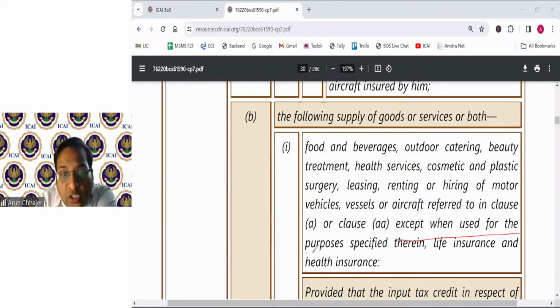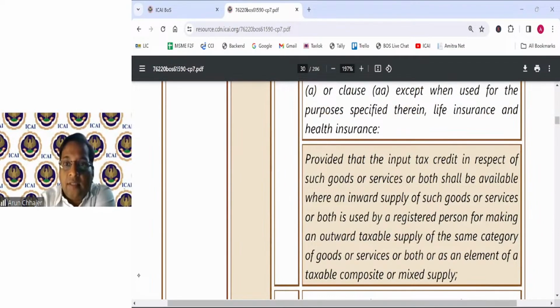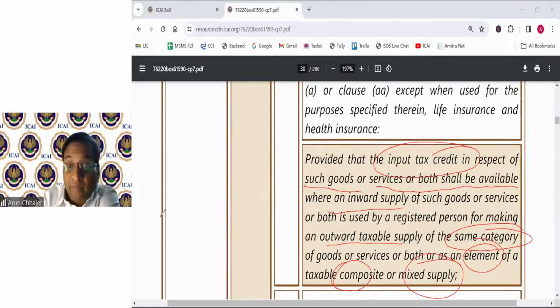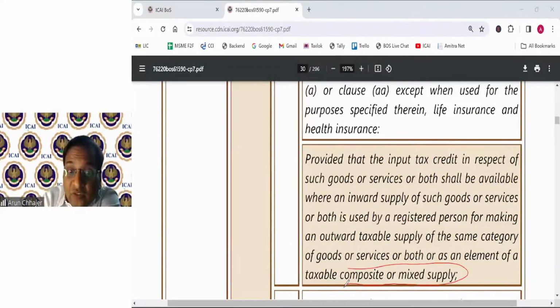Except when used for the purpose specified therein, life insurance or health insurance. The proviso says that ITC in respect of such goods or services or both shall be available where the inward supply and outward supply are of the same category and are an element of the taxable composite or taxable mixed supply. These words are very, very important. Why am I saying so?